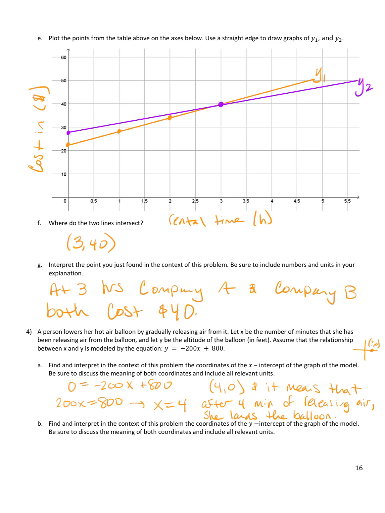Now we want to find and interpret in the context of the problem the y-intercept of the model. So a y-intercept, we're looking for a place where the graph crosses the y-axis, and any point on the y-axis has an x-coordinate of 0. We don't know the y, but the x-coordinate is 0. So I can just make the x variable in the problem 0 and solve for the y. So I have y equals negative 200 times 0 plus 800, and we get y equals 800. So my point is 0 comma 800, and it means that when she starts releasing air, when she decides to try to land the balloon, the balloon is 800 feet up. The altitude is 800 feet.